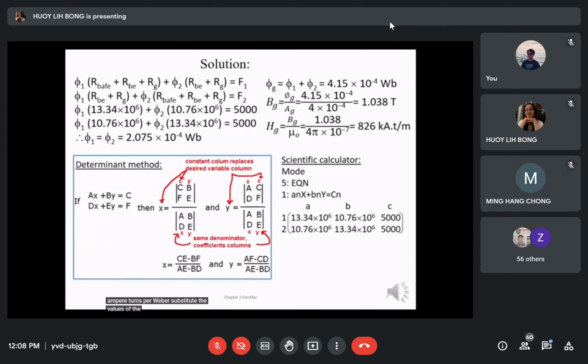Substitute the values of the MMF and reluctance into equations 1 and 2. We can solve for flux 1 and flux 2 by using the determinant method as shown, using the matrix form to find the variables x and y. Or we can use the scientific calculator by pressing the mode 5, which is the equation, then choose 1.